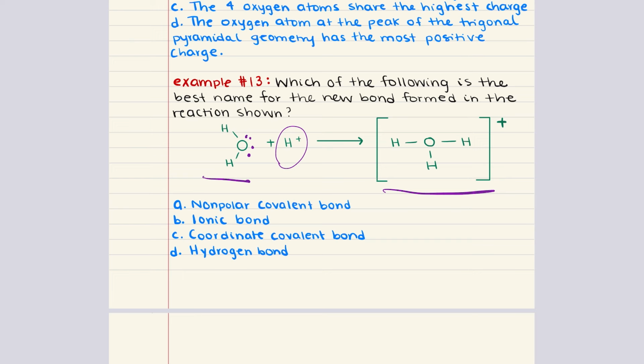And this is formed from the new bond between that hydrogen ion, that proton essentially, that free hydrogen cation, and the water molecule. Now, how was this bond created? This bond is created via the sharing of one of oxygen's lone pairs with this free hydrogen ion. This represents the donation of a shared pair of electrons from that water molecule to that proton. This type of bond is called a coordinate covalent bond. And so the correct answer for problem 13 is going to be C.